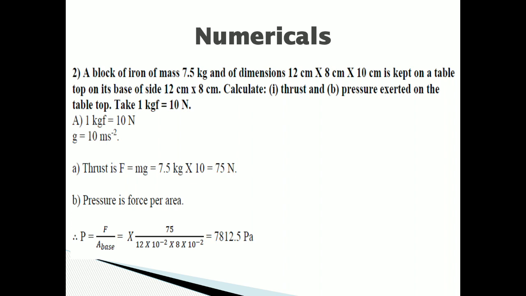A block of iron of mass 7.5 kg. A block is there of iron which is 7.5 kg, and its dimension has been given, that is 20 centimeter into 8 centimeter into 10 centimeter. It is kept on the tabletop. Okay, it is a block and 12 centimeter into 8 centimeter is towards its base, means it is touching the base. We have to calculate first of all thrust, then pressure.